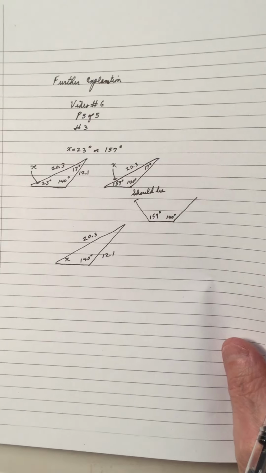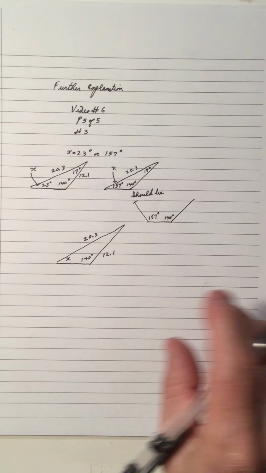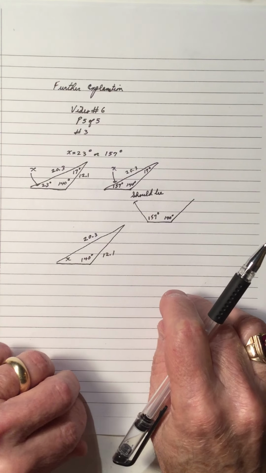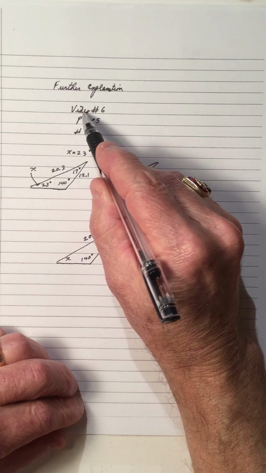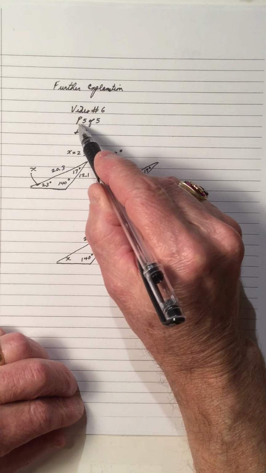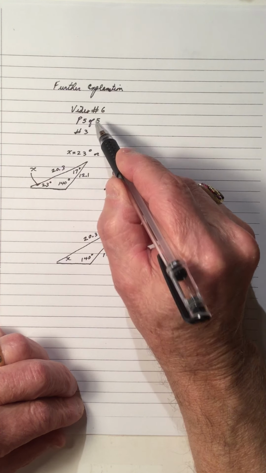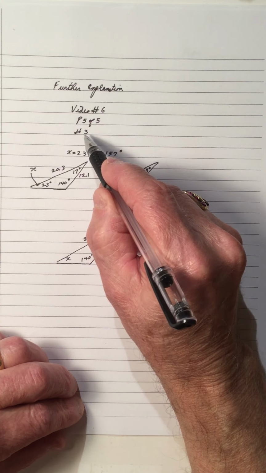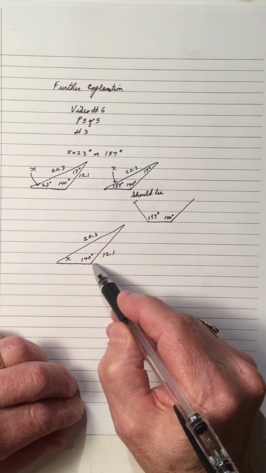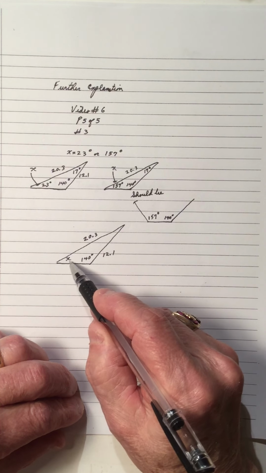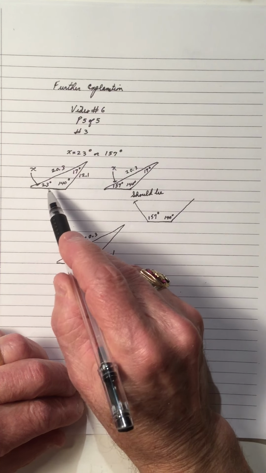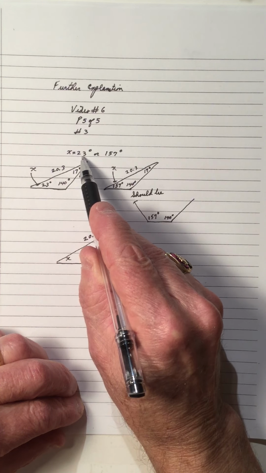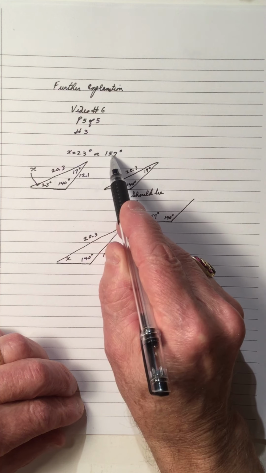But before I start, I'd like to further explain my video number 6, page 5 of 5, number 3. We had this diagram, this triangle I gave, and I had to find the measure of angle x, and we found the measure of angle x to be 23 or 157.